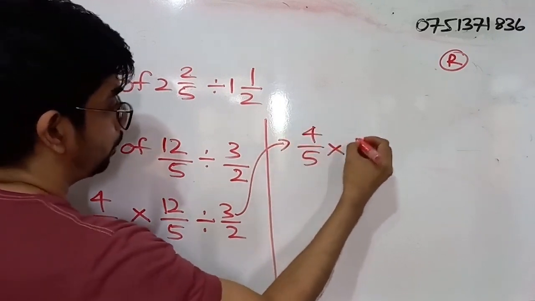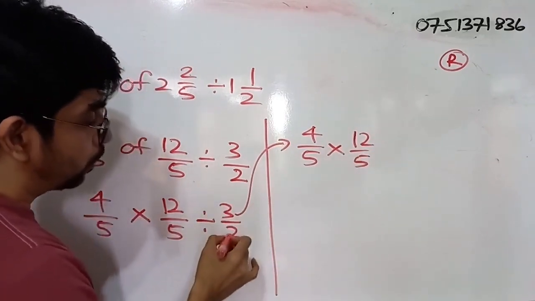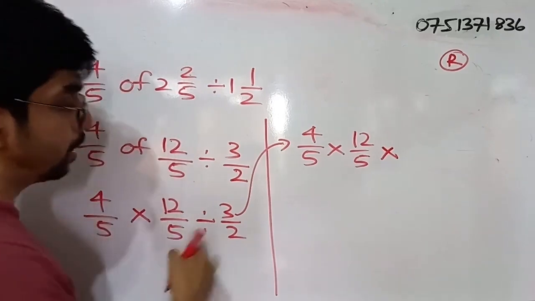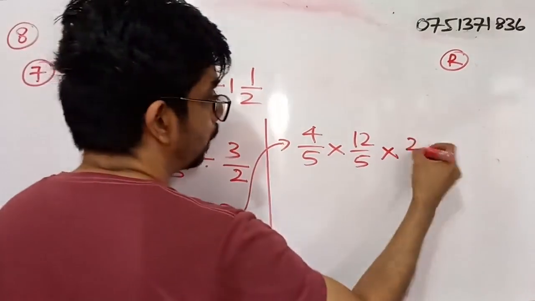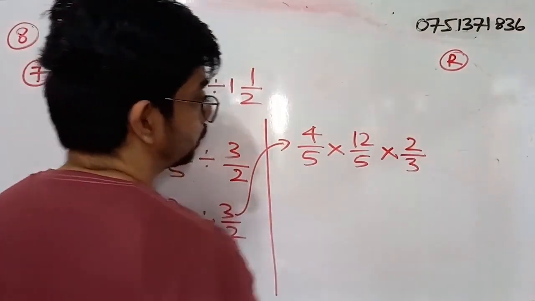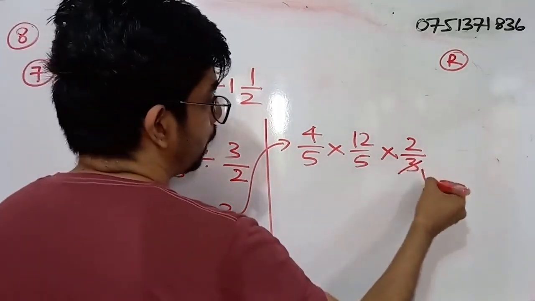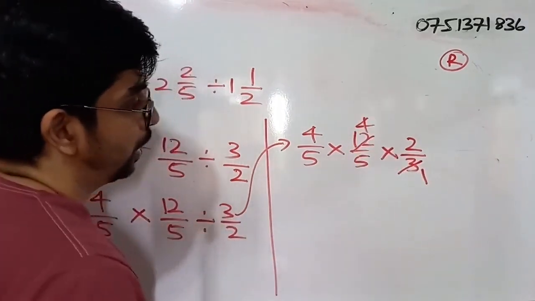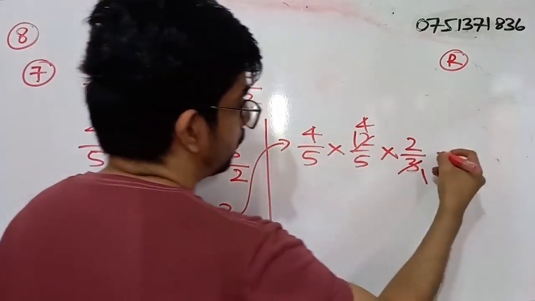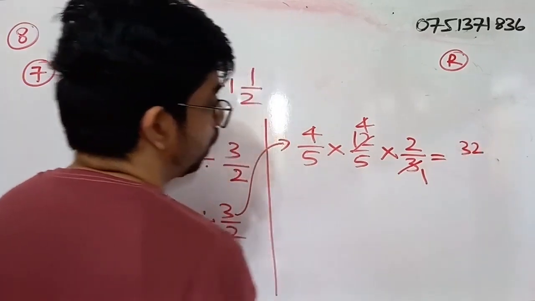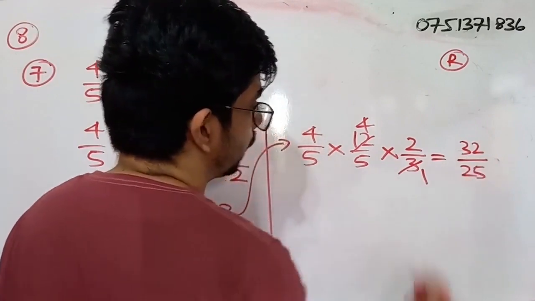4 by 5 multiplied by 12 by 5 divided by 3 by 2. We replace that division by a multiplication, then write the reciprocal of 3 by 2, which is what? 2 by 3. Now can we do some simplifications here? Yes. 3 times 1, 3 times 4. Then 4 times 4 that is 16. 16 times 2 that is 32. 5 times 5 that is 25. 25 into 1 that is again 25.